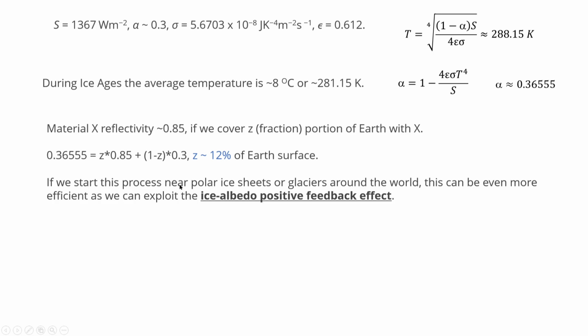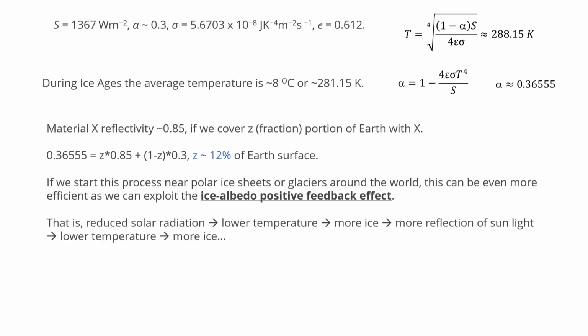And if we start this process near the polar ice sheets or around the glaciers around the world, this can be even more efficient, as we can exploit the ice-albedo positive feedback effect. That is, once we put these reflectors, there will be reduced solar radiation overall in the earth system, so that will lead to lower temperatures, especially in the locality where we have put them. There will be lower temperature, that will lead to more ice creation. So if we are putting it near these polar ice sheets and the glaciers, there will be more ice there, and also there will be less melting of the ice during summer.